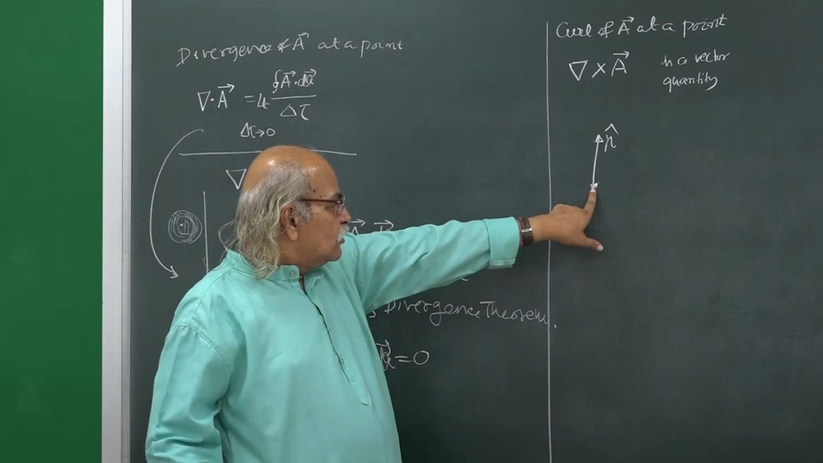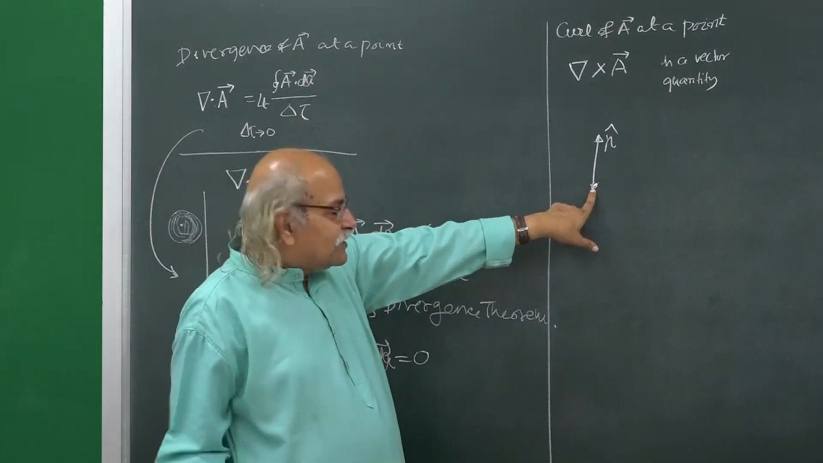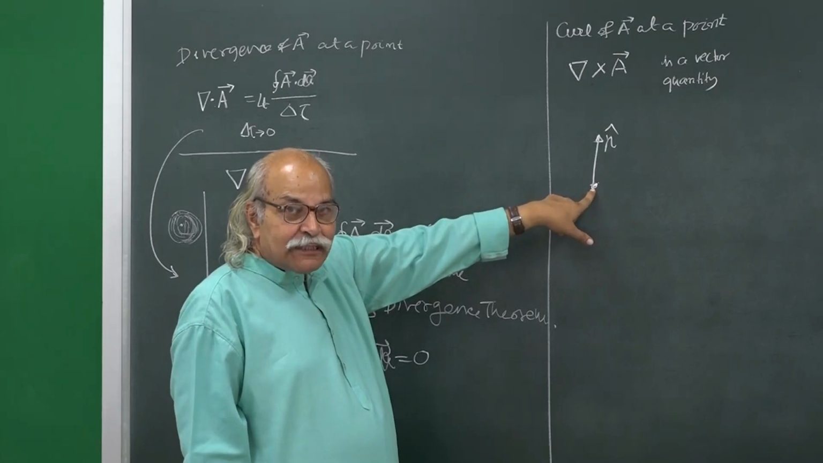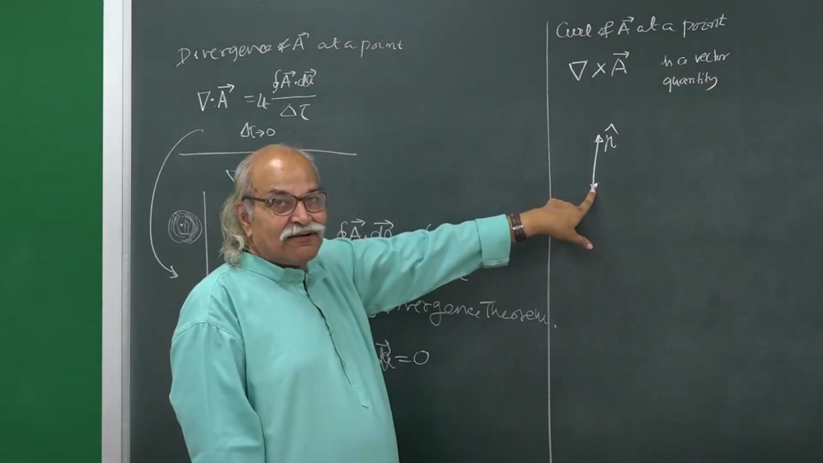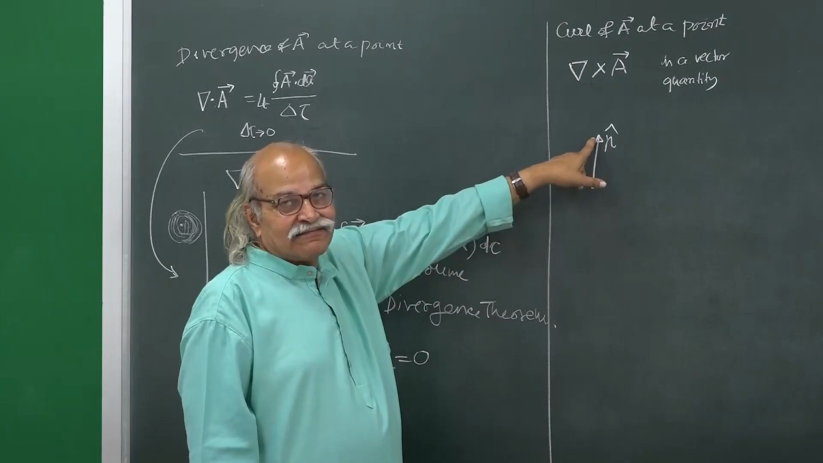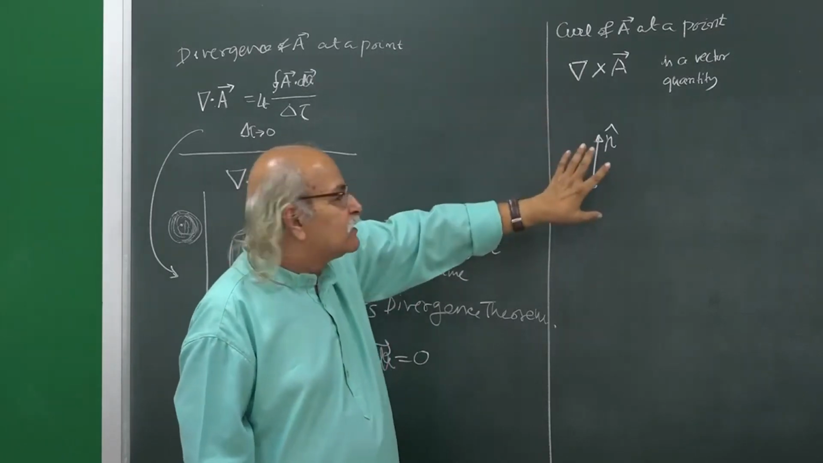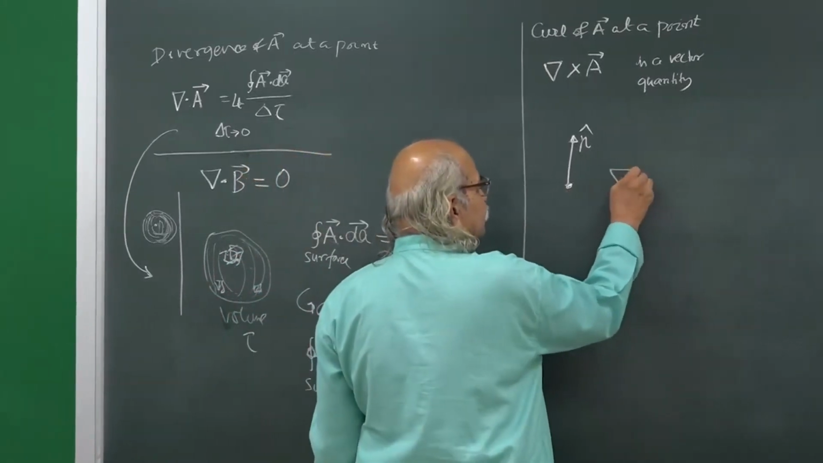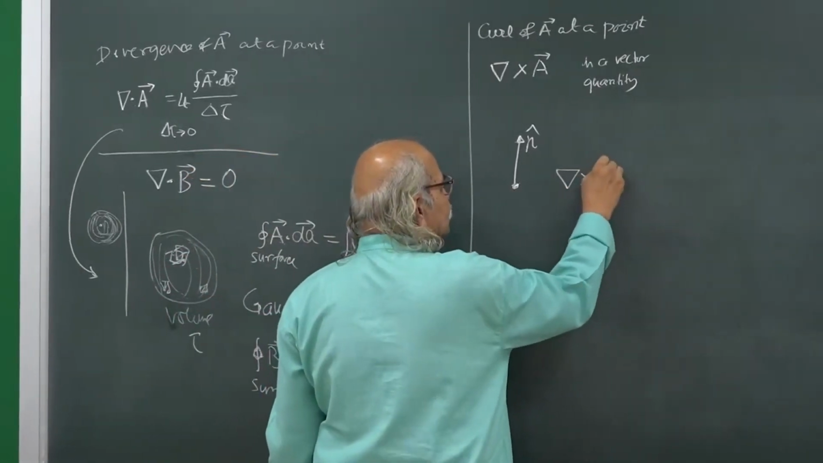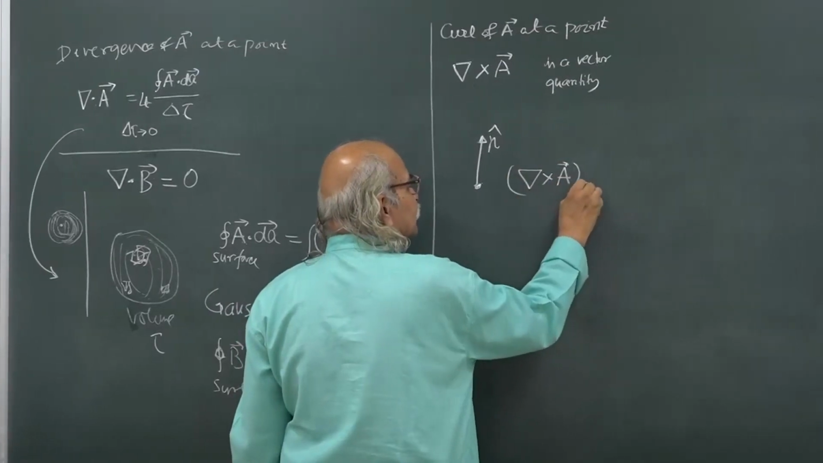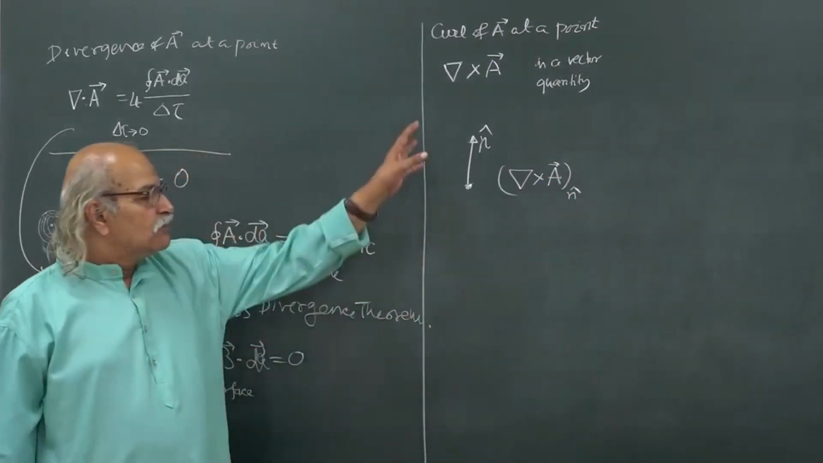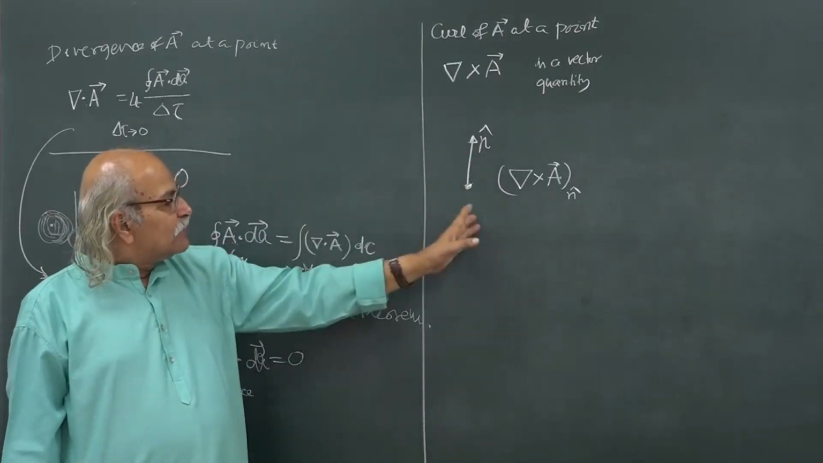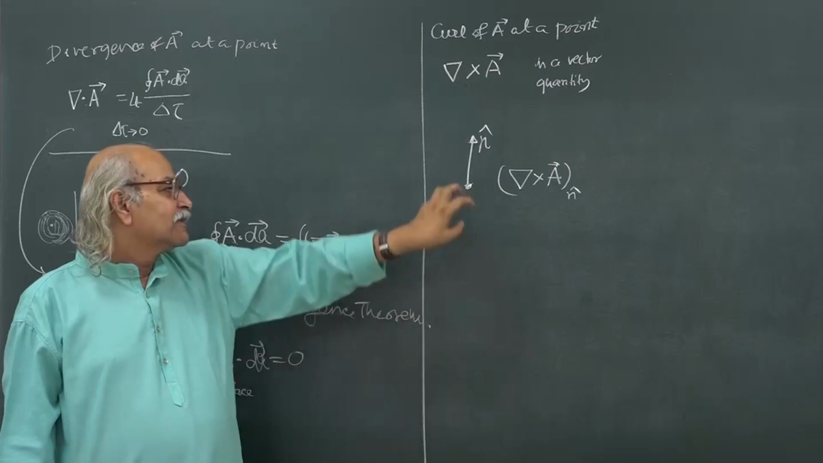At this point I need curl of A, but to get that curl of A vector at this point, I first define the component of curl of A in this direction, and this is any arbitrary direction that I have chosen at this point. We can write it in symbols: this is curl of A, and then the component in the n cap direction. This is what we are going to define. Once we define that, you can get the component in any direction you like, and therefore you get the full vector.